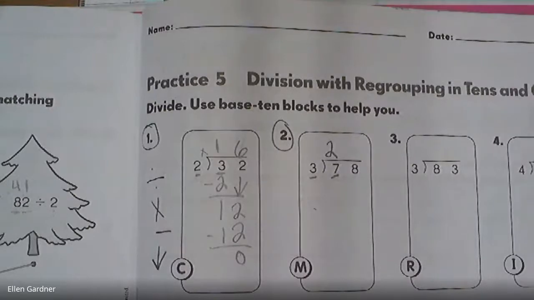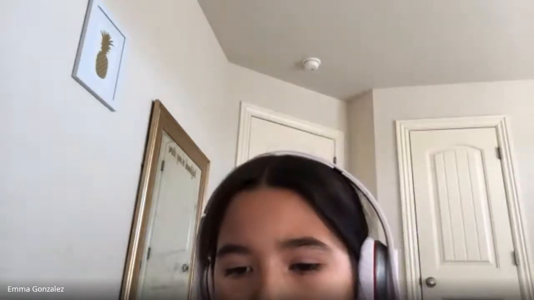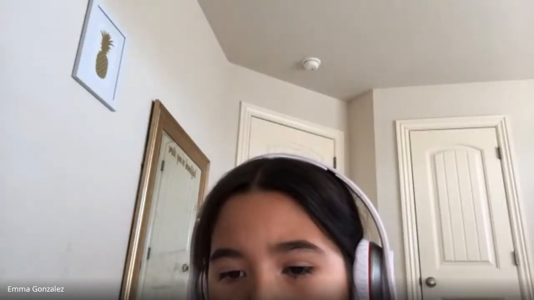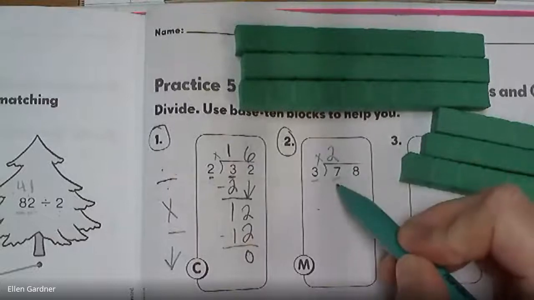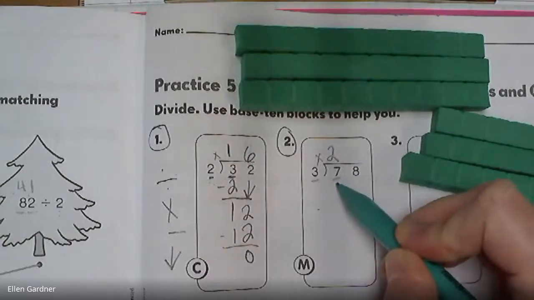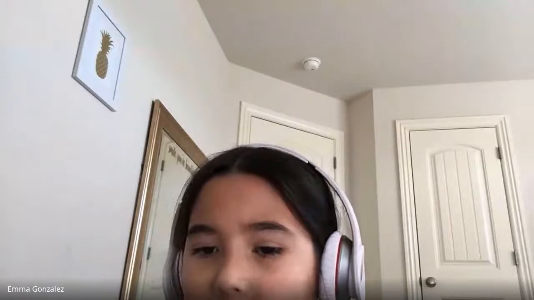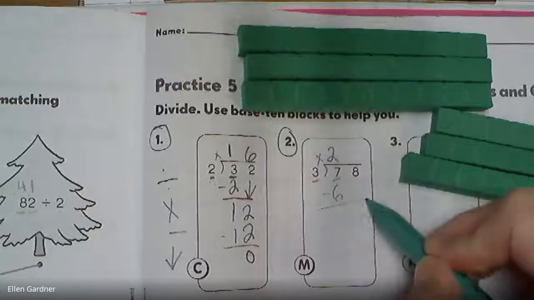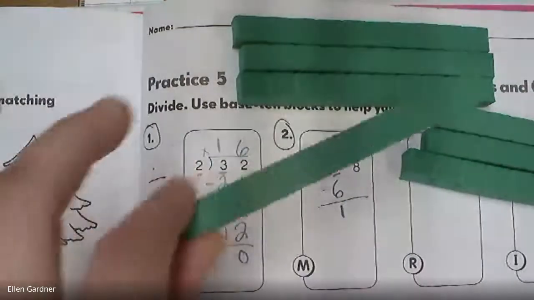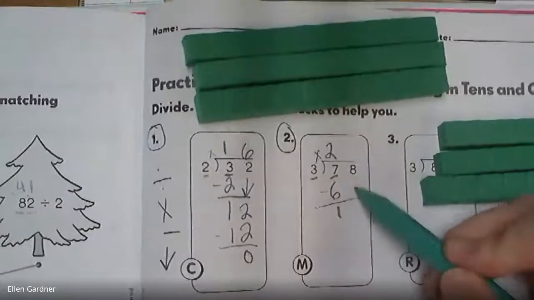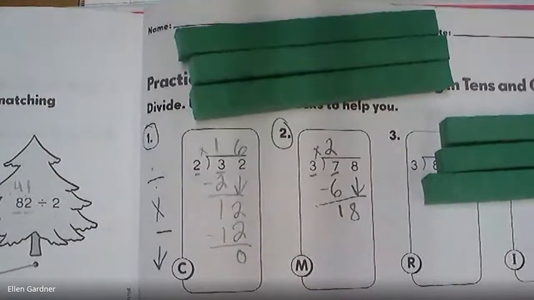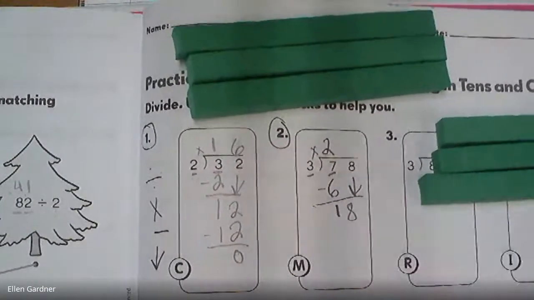What's the next step? And then the next step is 2 times 3. Good. 2 times 3, which is? 6. Good. We're going to subtract that to get an answer of 1. That's basically telling us we've got 2 groups of 3 and we still have 1 ten left over. And now we bring down that 8 to see how many extra 1s we have as well.